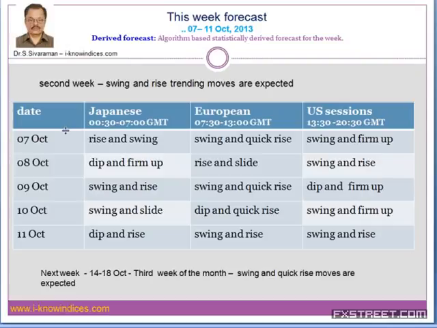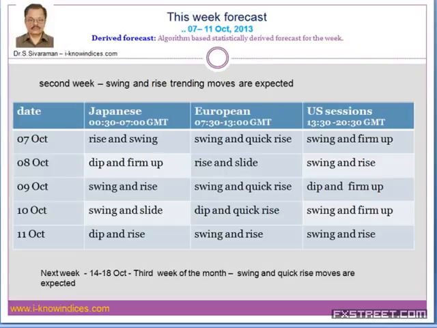Now, with regard to the expected market moves for the 5 days of this particular week, on 7th October an initial small rise and swing at the higher level is expected. Then swing and quick rise is expected during the European session, and small swing and firm up moves could be seen during the US session. So normally they make small moves during the US session to start with, and then subsequently make big moves in the market, and then dip and firm up moves will be seen on 8th during the start. Tomorrow, Japanese session start, they will make a dip and then rise.